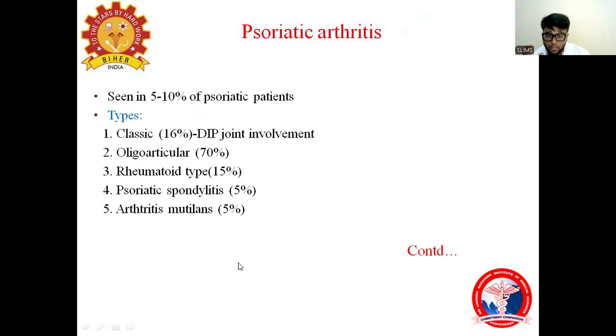The next one is psoriatic arthritis. This is one of the most common complications of psoriasis, seen in 5 to 10% of patients. It may be seen before the onset of chronic plaque psoriasis, follow it, or occur concurrently. There are several types. First one is the classic type, with DIP joint involvement. The next one is oligoarticular, which is the most common type. And the rheumatoid type, psoriatic spondylitis, and arthritis mutilans, which results in the opera glass deformity.